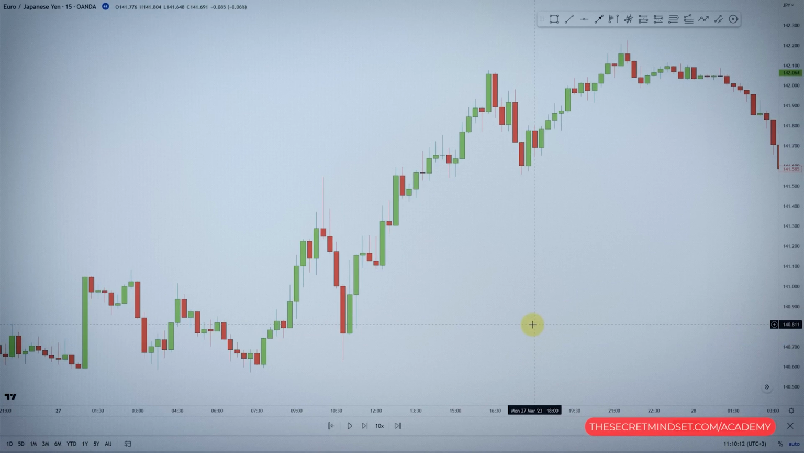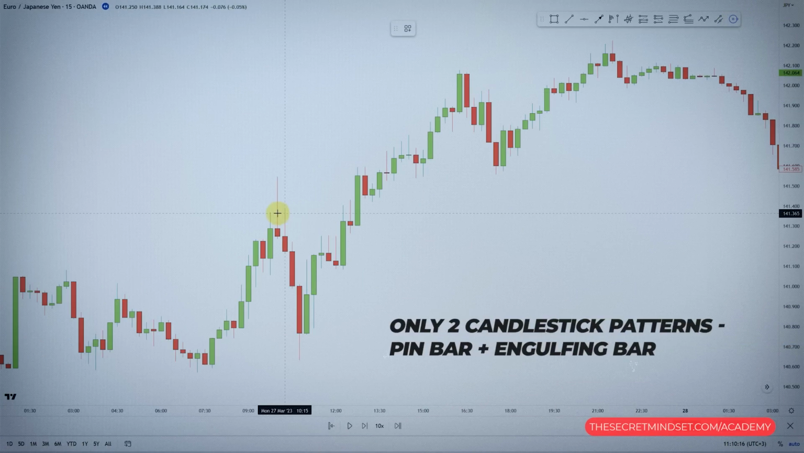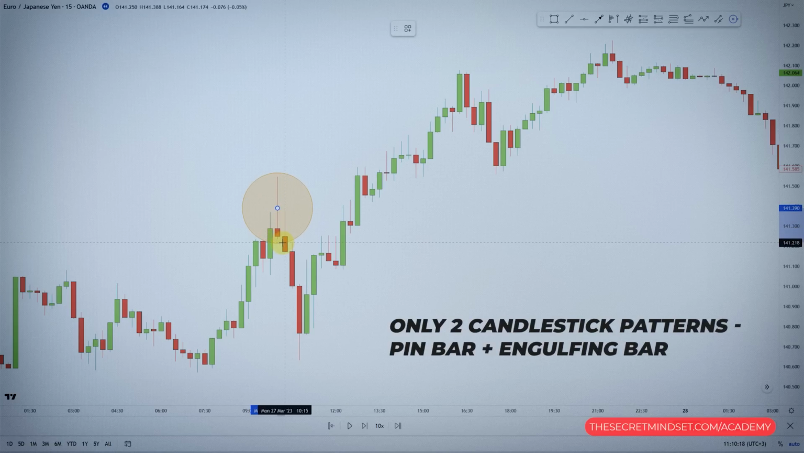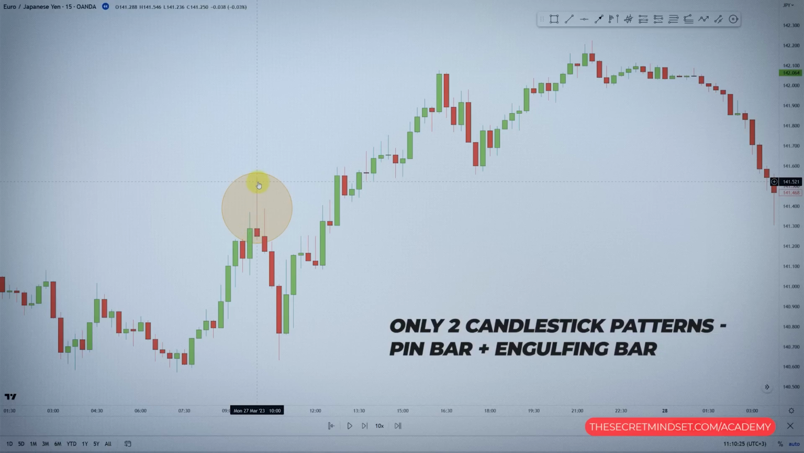Now, I don't want to bore you with the multitude of candlesticks used in day trading. When I'm trading, I tend to heavily rely on 2 special patterns as the entry trigger. The first one is the pin bar.